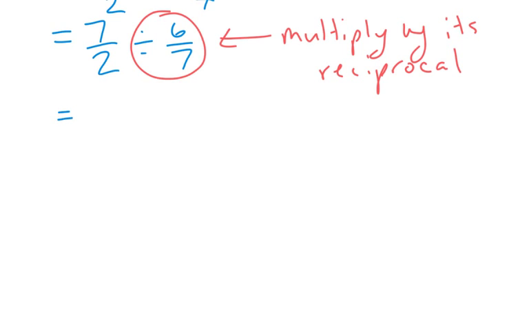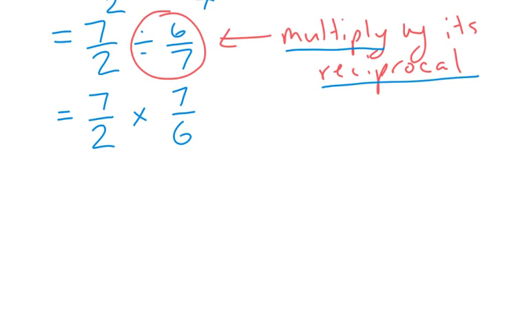So the 7 over 2 stays exactly the same. We're first going to change the division sign into a multiplication sign, and then we're going to find the reciprocal of 6 over 7, which is just 7 over 6. At this point, you can go ahead and treat this just like a multiplication question. So we're going to multiply the numerators, 7 times 7, and the denominators would be 2 times 6.